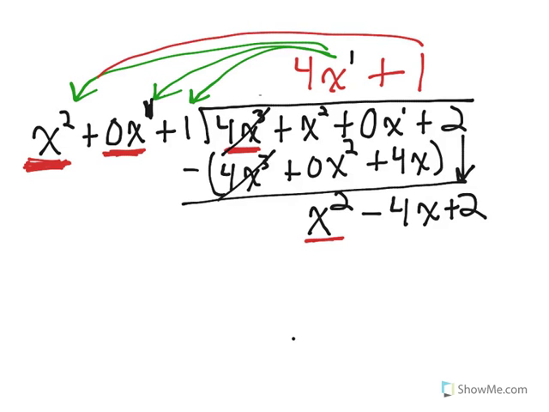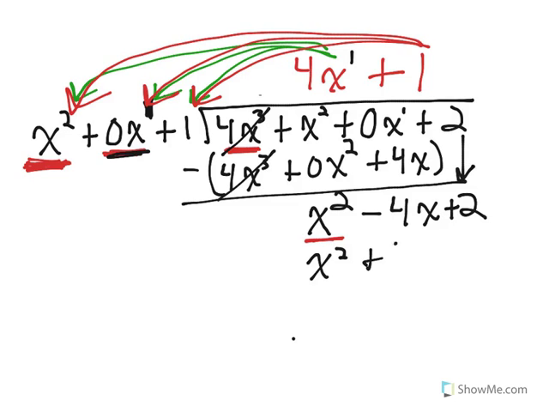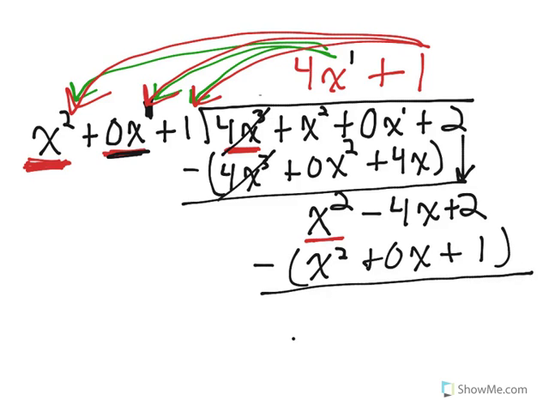Multiply that 1 times all three terms on the outside of the division bracket. 1 times x squared is x squared. 1 times 0x is 0x. And 1 times 1 is 1. Now subtract that trinomial. X squared minus x squared cancels out. Negative 4x minus 0x is negative 4x, and 2 minus 1 is 1. Here we have a remainder.